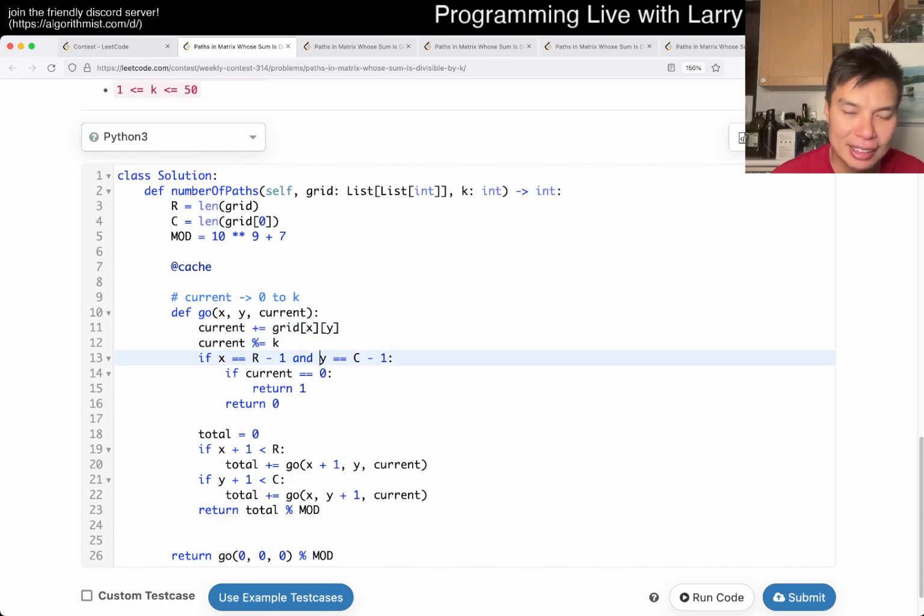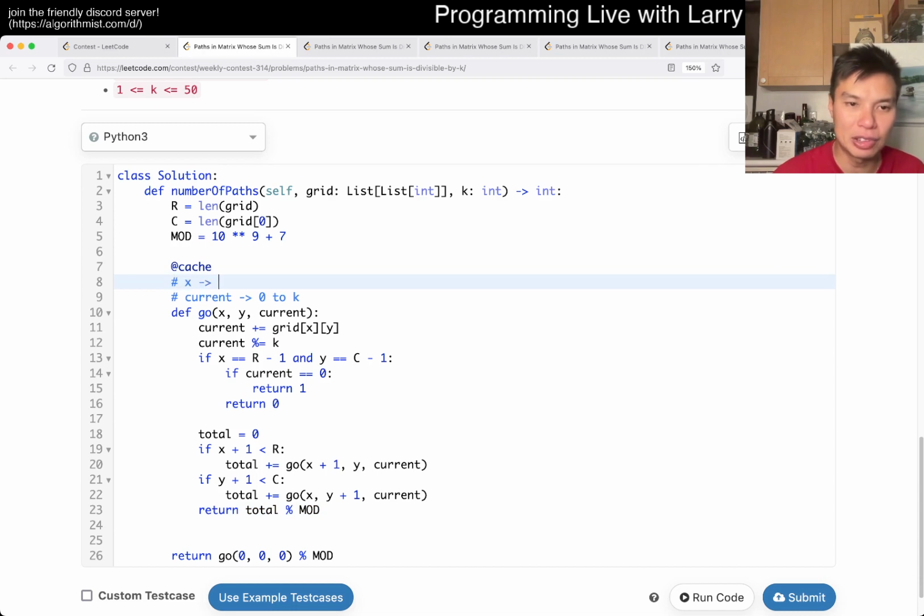And then if this is the last cell, I check to see if current is equal to 0, keeping in mind that I do a memoization here. And that's pretty much it. Otherwise, we go down, we go right, and then we return the total number of count.